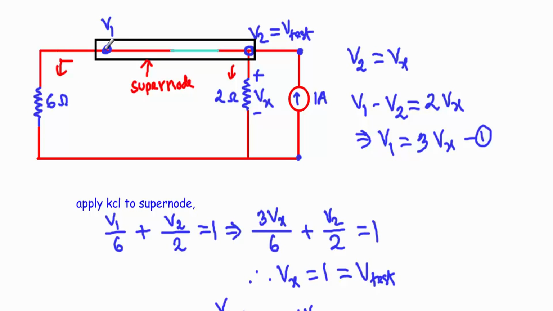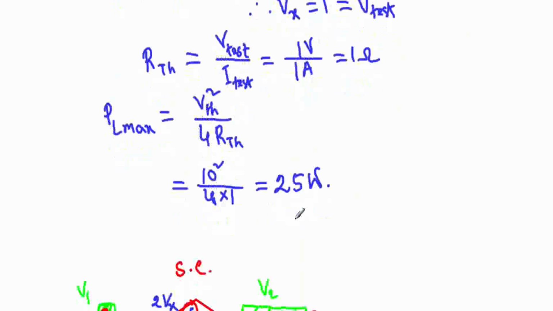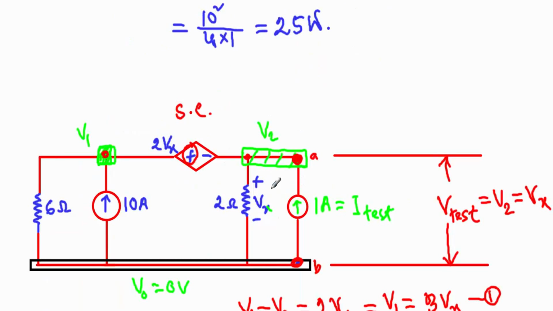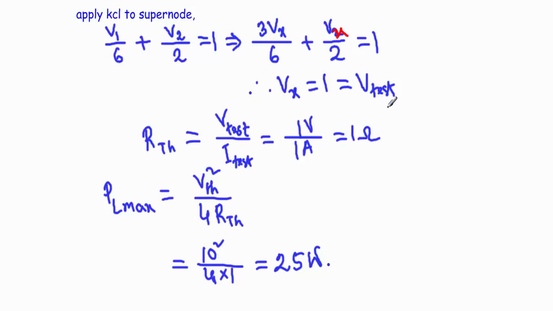So this current is equal to V1 divided by 6, this current is equal to V2 divided by 2, and this current is equal to 1 here. So I can write the summation of outgoing current, this current and this current, will be equal to this 1 ampere. V1 divided by 6 plus V2 divided by 2 equal to 1 ampere. Now see, what is V1? V1 is equal to 3Vx, and V2 is also Vx. So I can write 3Vx divided by 6 plus Vx divided by 2 equal to 1, which implies that Vx equal to 1, and this Vx is equal to our test voltage of this circuit. So I can write Vx equal to 1 volt.